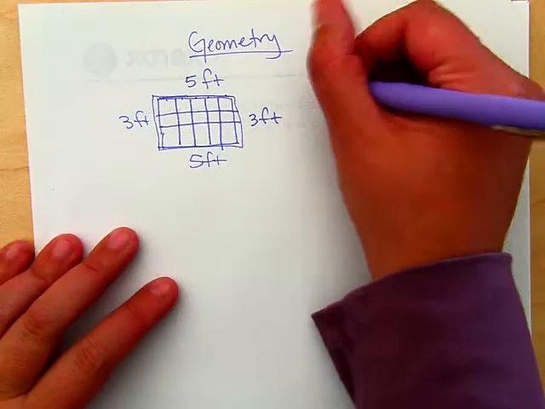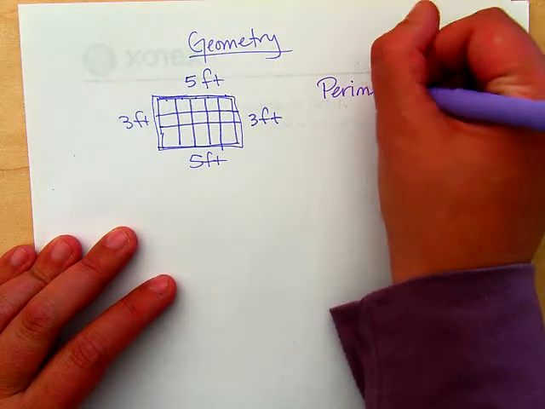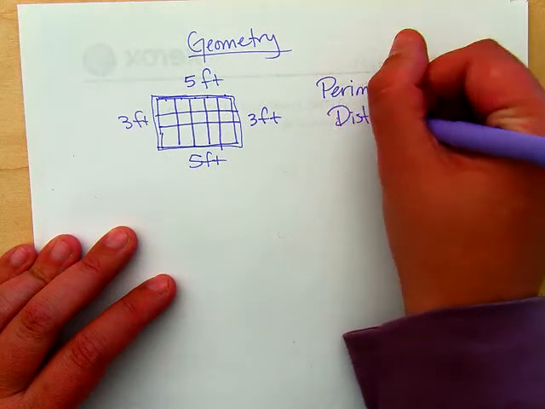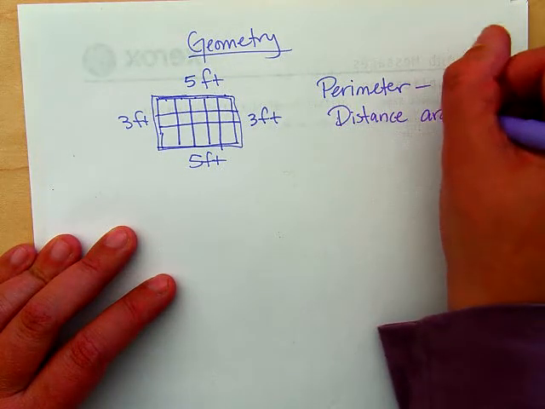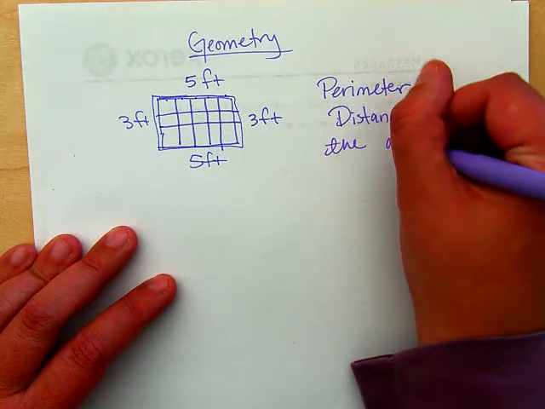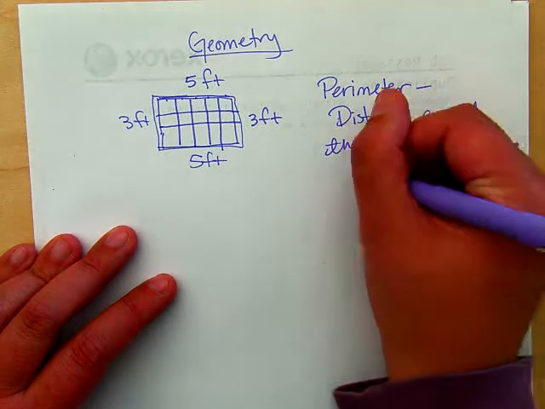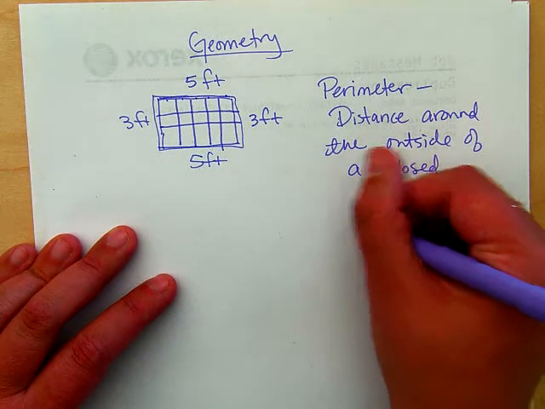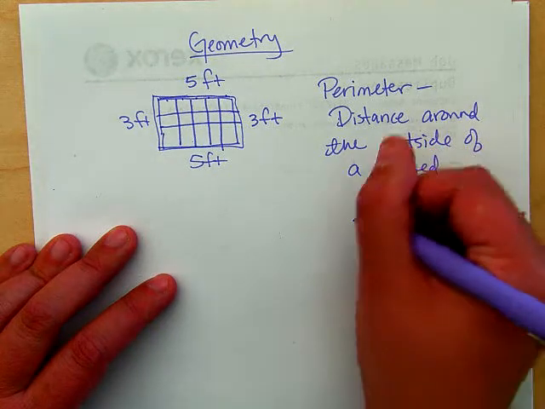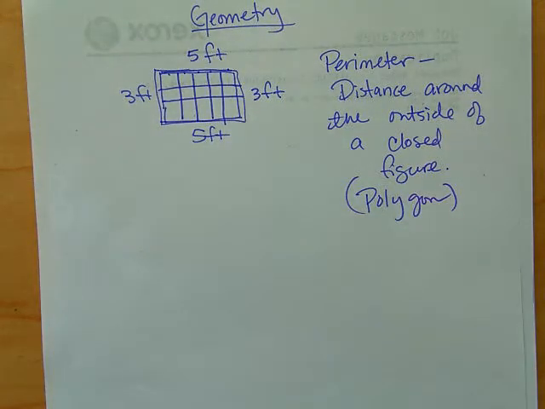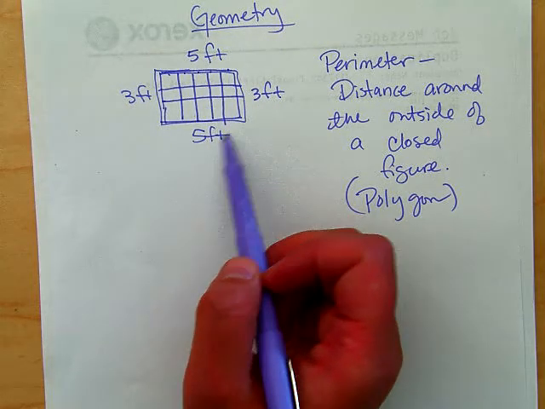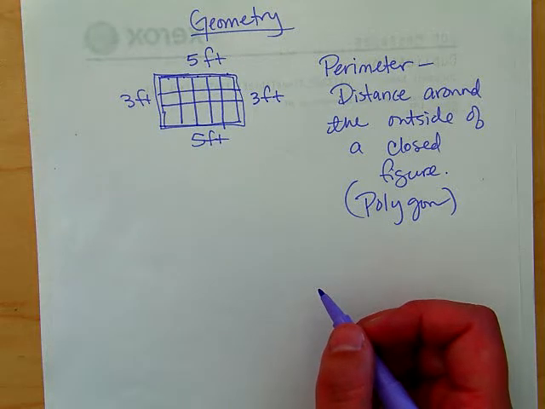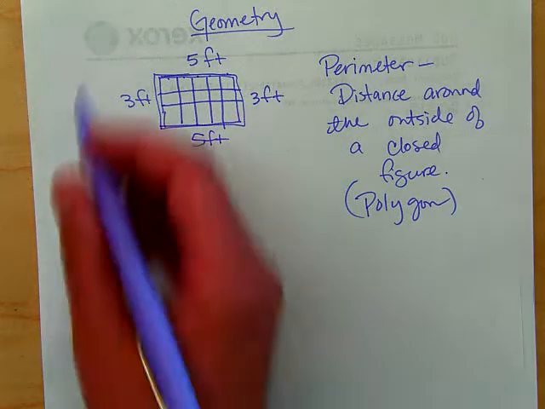That's what we call the perimeter. Perimeter is going to be the distance around the outside of a closed figure. Actually, it's called a polygon. Okay, a polygon is a closed figure with straight sides. So if I wanted to go around the outside, how much fencing would I need for my little dog pen? How did you get that? 16. Add them all up.